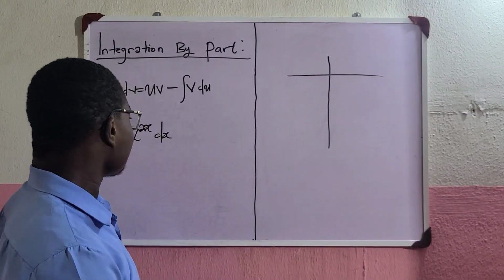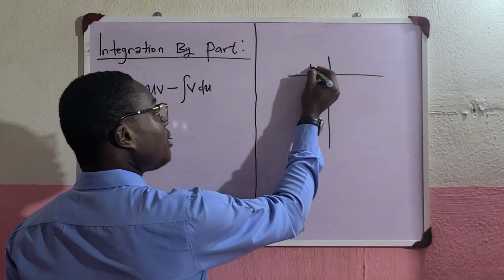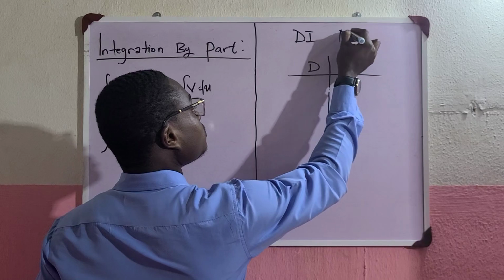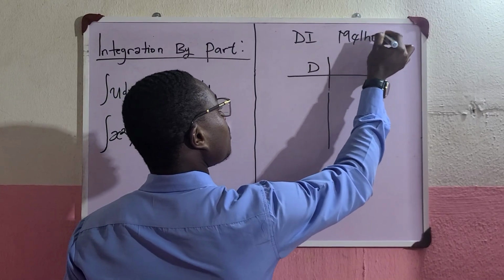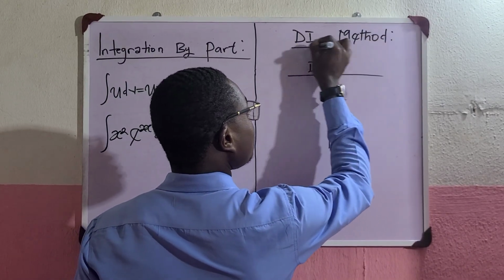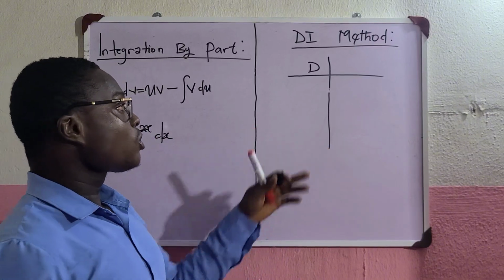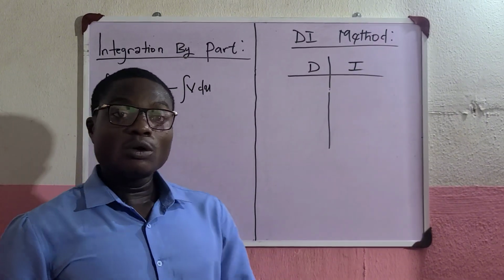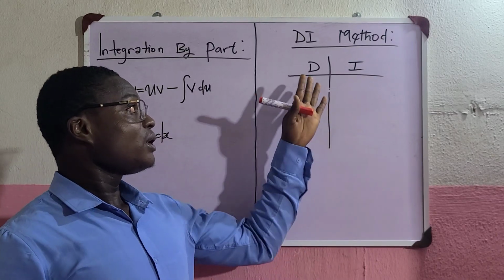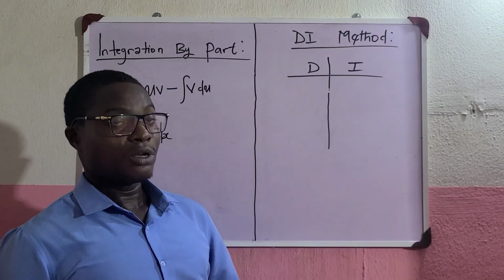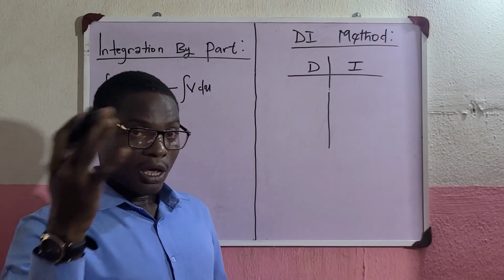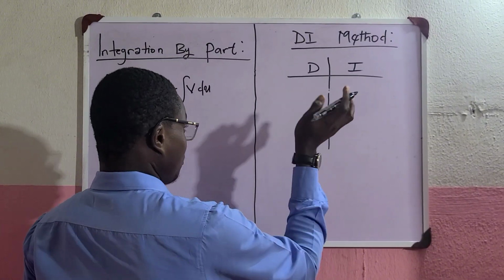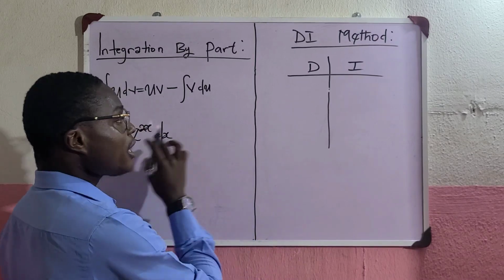So we draw a table of two columns. We have D, then we have I. Of course, you should know what the DI method is. The DI method is simply differentiation and integration. You integrate one part of the function and then you differentiate the other part of the function. So the first thing we want to do is to write out the first function, x squared.